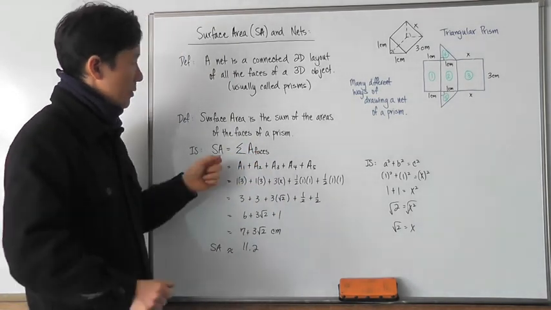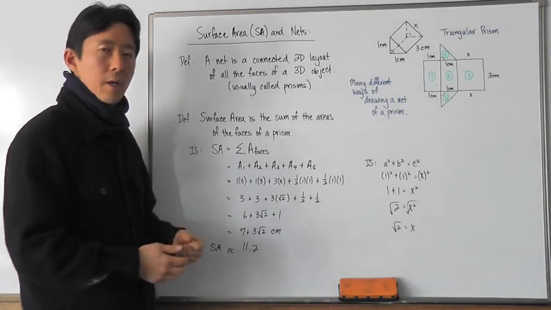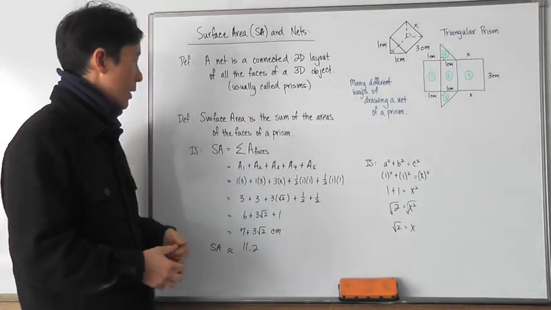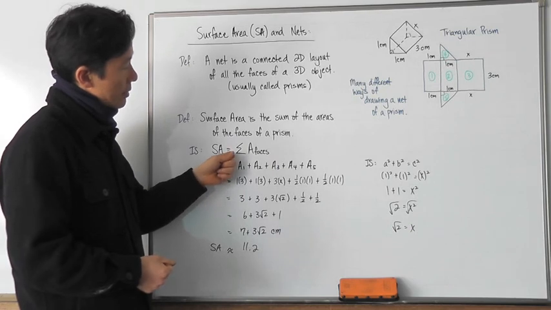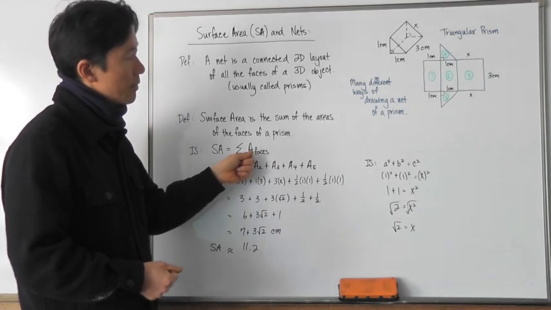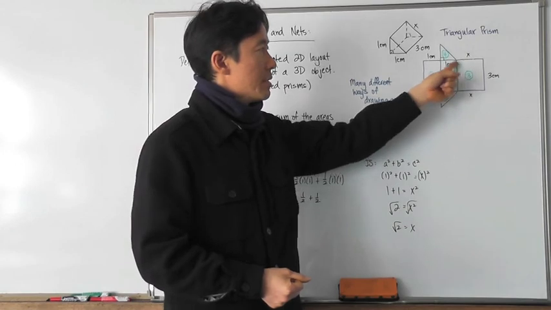Okay, so let's go ahead and solve this particular problem using the net that we've drawn. So what we can say then is that, if it's the sum of the areas of all the faces, well, how many faces do we have?